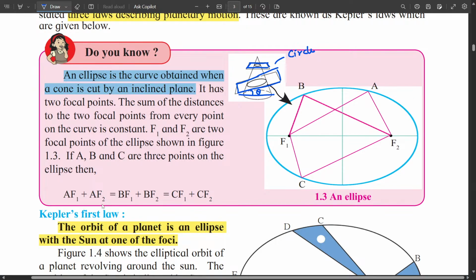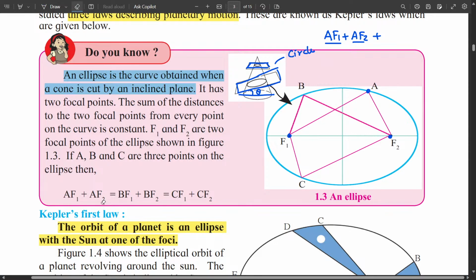The special property of an ellipse is such that there are 2 points F1 and F2 inside the ellipse, such that the distances of these 2 points from any point on the ellipse, when added up, give you a constant value. For example, A is a point on the ellipse, so you can add the distances AF1 plus AF2, where F1 and F2 are the 2 foci of the ellipse and A is any point on the ellipse.